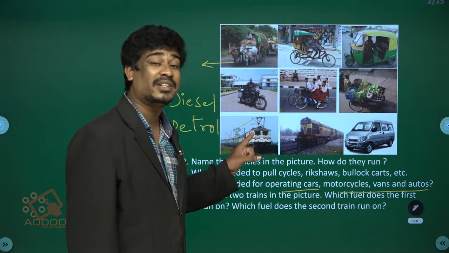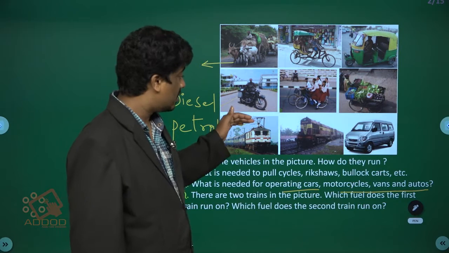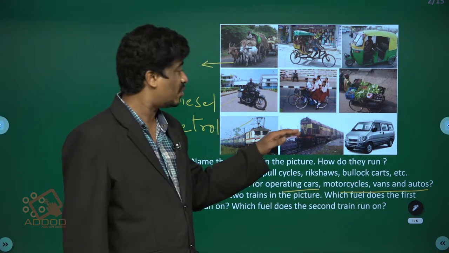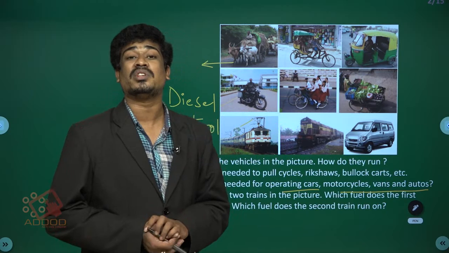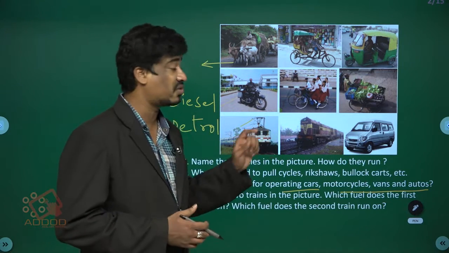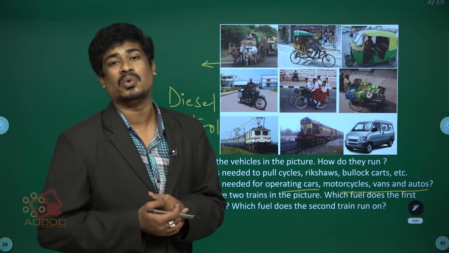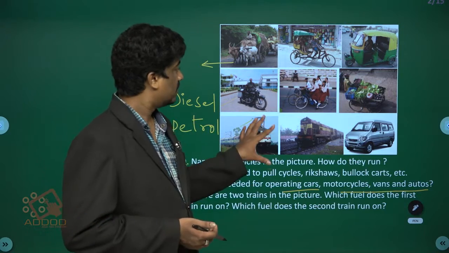The first train works on electricity, so the electric wires are attached to the train, and it works on electricity. While the second train uses diesel. Burning of coal also; by burning coal it runs. So in ancient days, the train worked by burning coal.